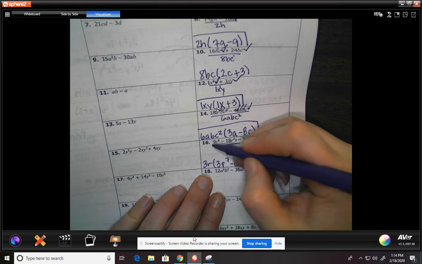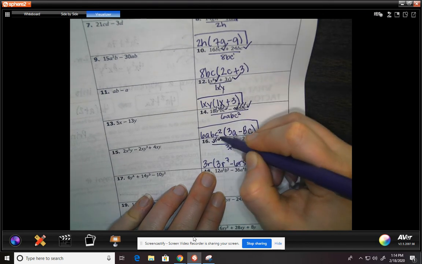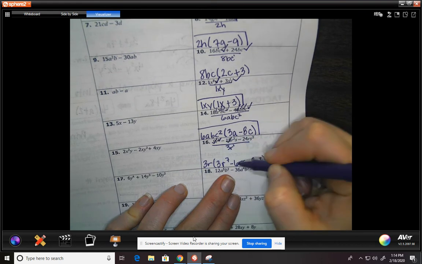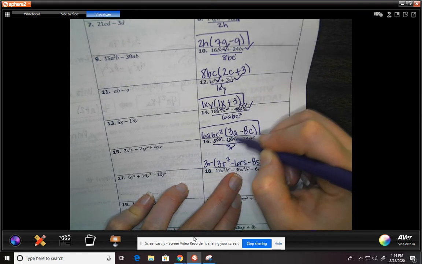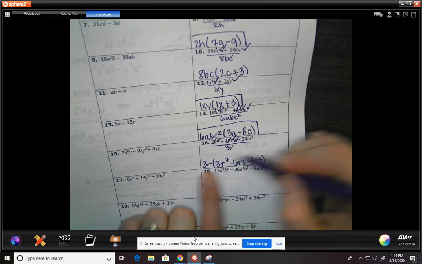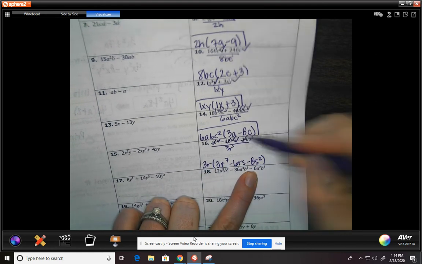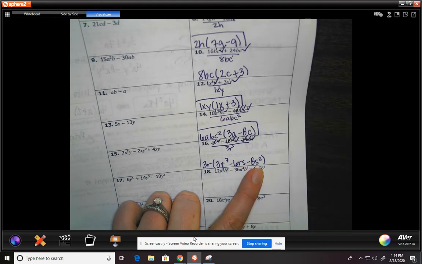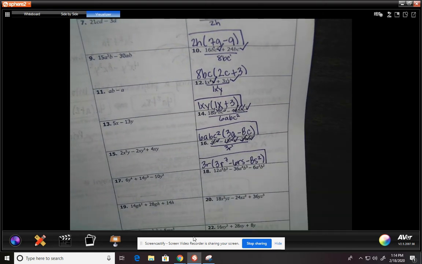3 times 3 is 9, 1 plus 7 is 8. First piece is good. 3 times negative 6 is negative 18, 1 plus 1 is 2. I don't have an S and I have one S, so I'm good. 3 times negative 8 is negative 24. I only have one R, and there are 2 S's. Okay, final answer, boxing it.